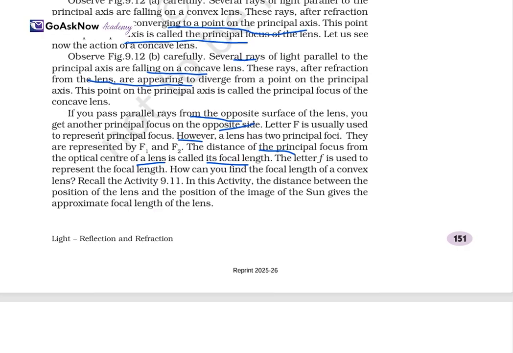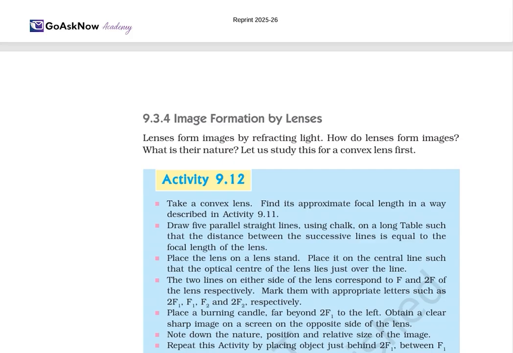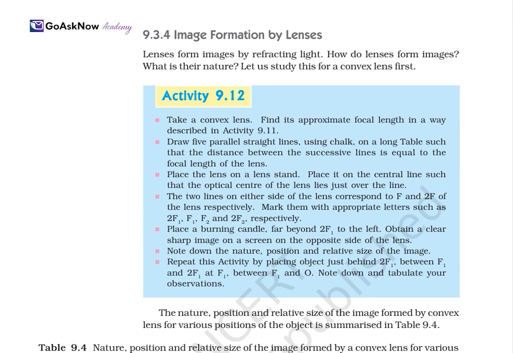In this activity, the distance between the position of the lens and the position of the image of the sun gives the approximate focal length of a lens. Now, image formation by the lens. How are images formed by the lens? Lenses form images by refracting light. How does the lens form the images and what is their nature? Let us study a convex lens first.